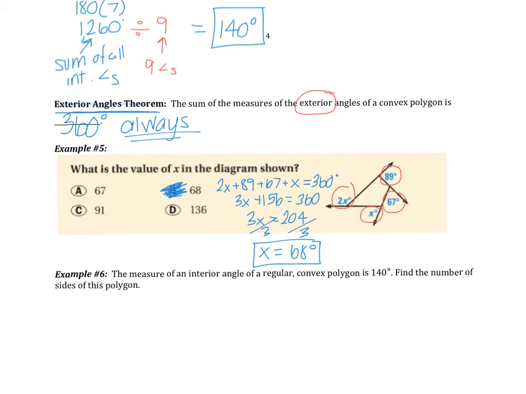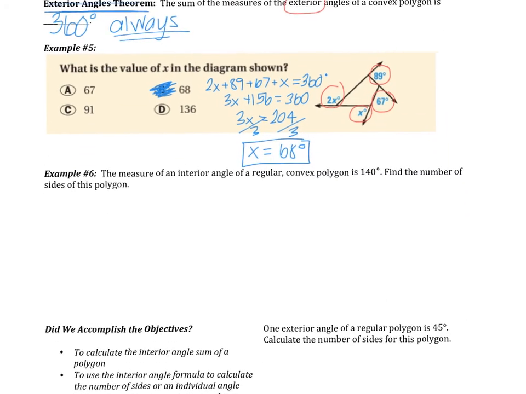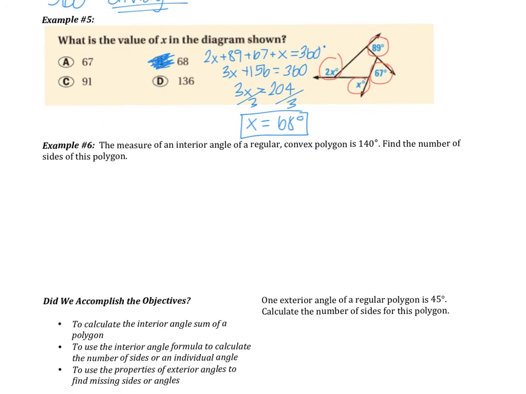Let's do another example here. This one you might want to star. This one is missed a lot. Again, you just have to think about it. The measure of an interior angle of a regular convex polygon is 140 degrees. Find the number of sides of this polygon.